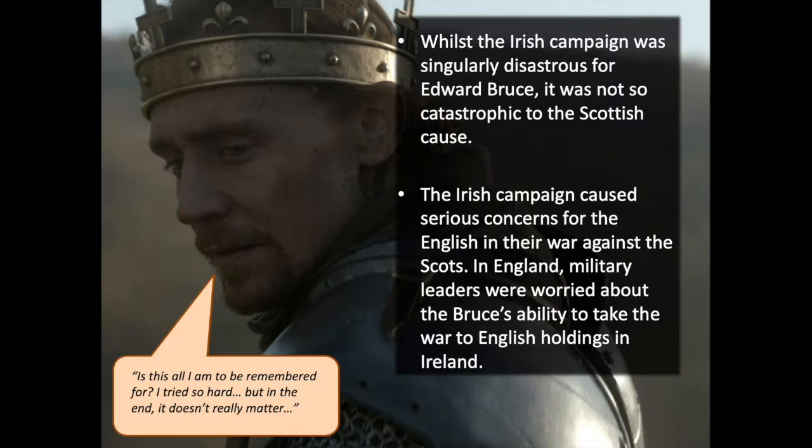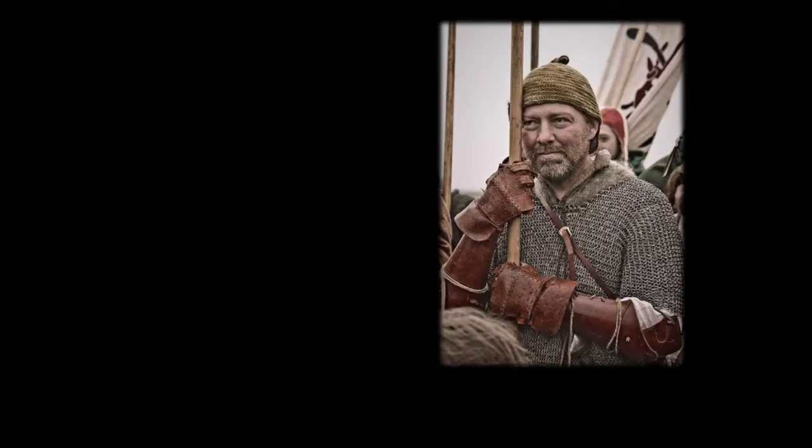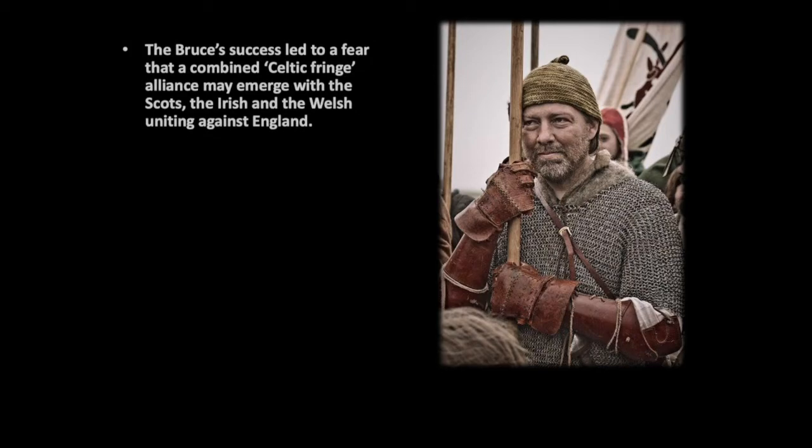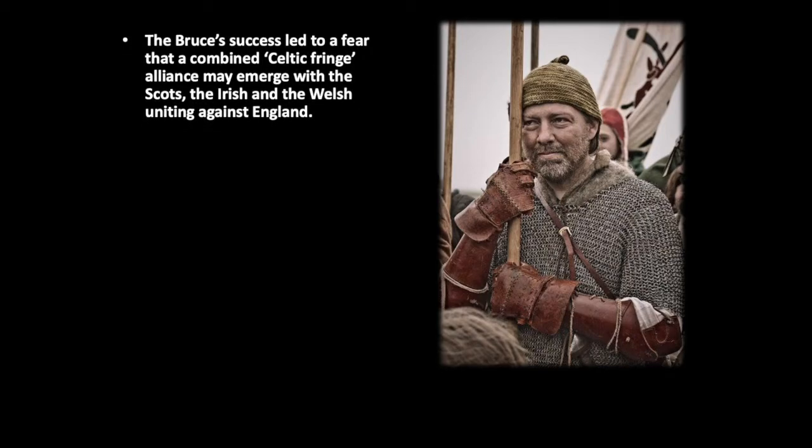In England, military leaders were worried about the Bruces' ability to take the war to the English holdings in Ireland. The Bruces' success led to fear that a combined Celtic fringe alliance may have emerged, with the Scots, the Irish and the Welsh uniting together against England. The King of England faced the terrible strategic situation that he may be not quite surrounded, but not far off it.